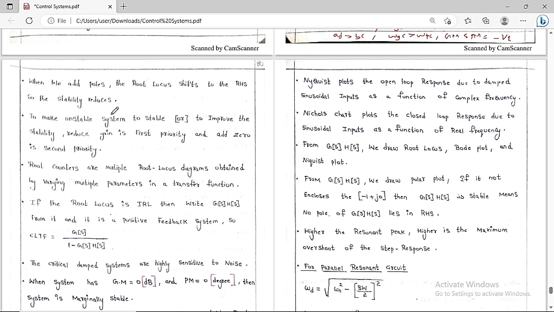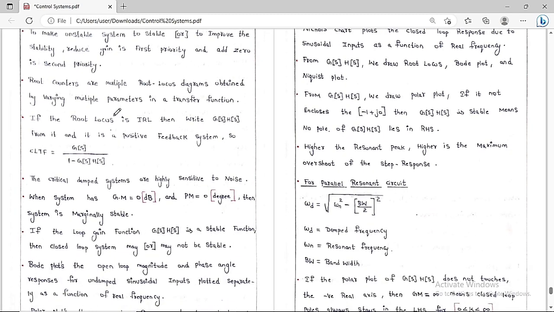So root contours are the multiple root locus diagrams which are obtained by varying multiple parameters in the transfer function. As I've already told you, whenever we take an open loop transfer function, we may have more than one variable. Vary each variable one at a time and keep the others fixed. With the help of this, we get a root locus diagram. The combination of all these root locus diagrams is called the root contours. So finally, root contours are the multiple root locus diagrams which are obtained by varying the multiple parameters in the transfer function.